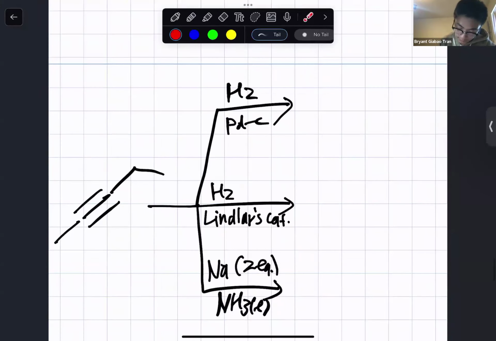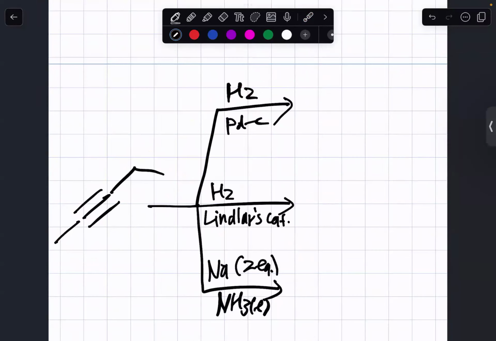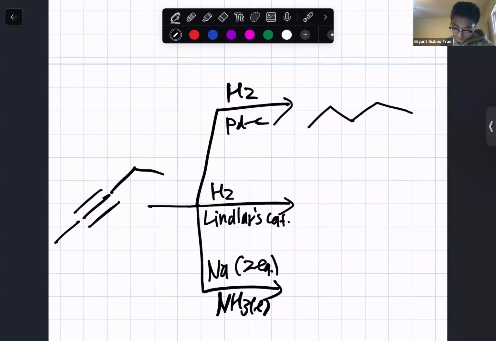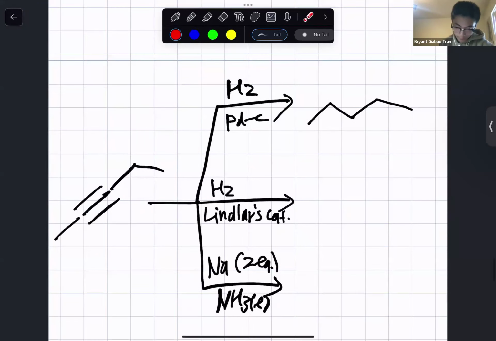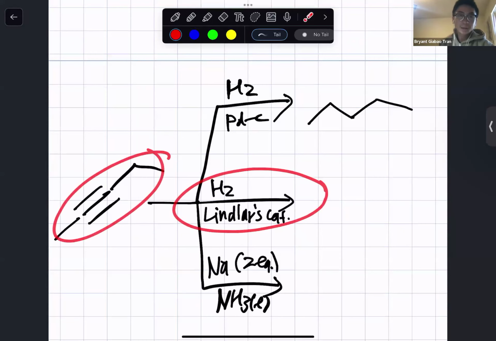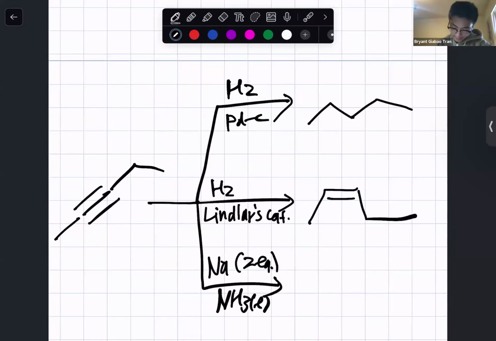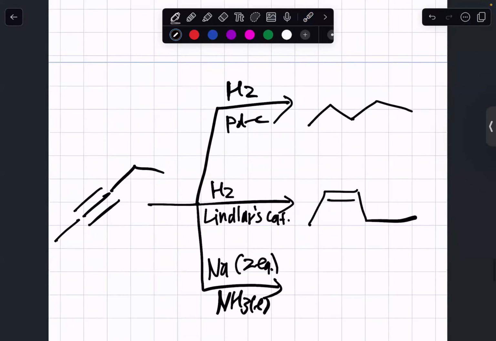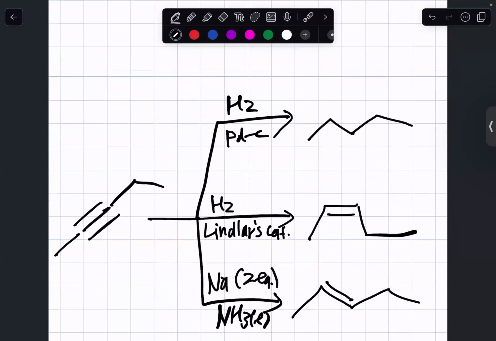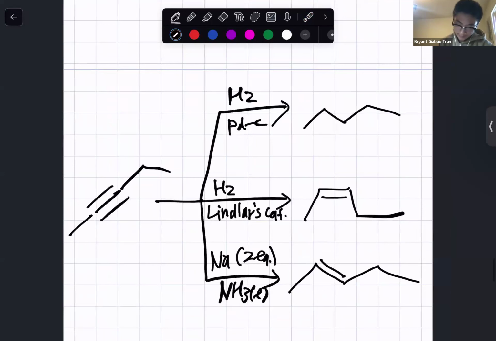What would the first reaction do to this alkyne here? It would make it into an alkane with single bonds. That's right. And what would the second reaction do to this alkyne? It would make it into a double bond and cis, on the same side. That's right. And the last one would make it trans. Okay. So that is the summary of the reduction reactions of alkyne right there.